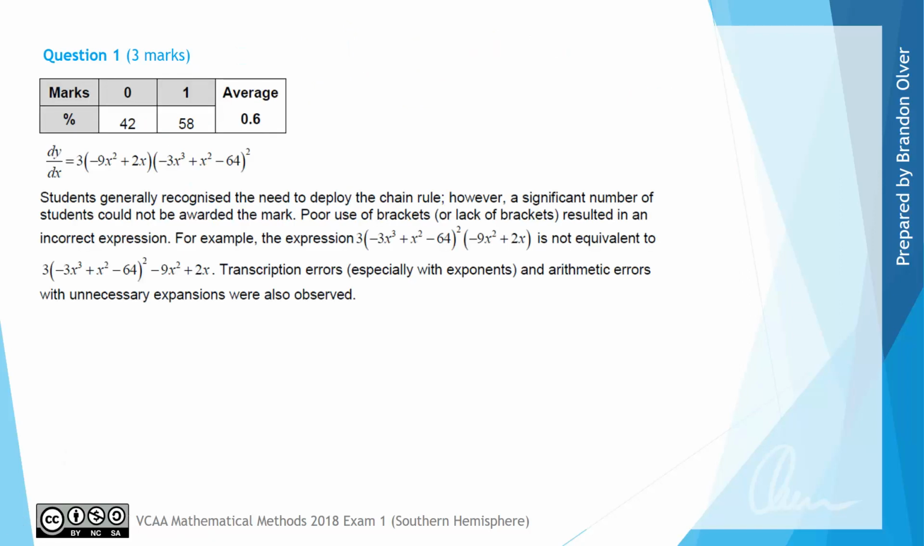From the examiner's report we can see that 58% of students got the mark, and students were generally able to recognise the need to use the chain rule. However, a significant number of students could not be awarded the mark, and that was due mainly to poor use of brackets or lack of brackets that resulted in an incorrect expression. For example, the expression that we needed is not equivalent to this expression shown here, where the brackets are missing. Transcription errors, especially with exponents, and arithmetic errors with unnecessary expansion were also observed in this exam.